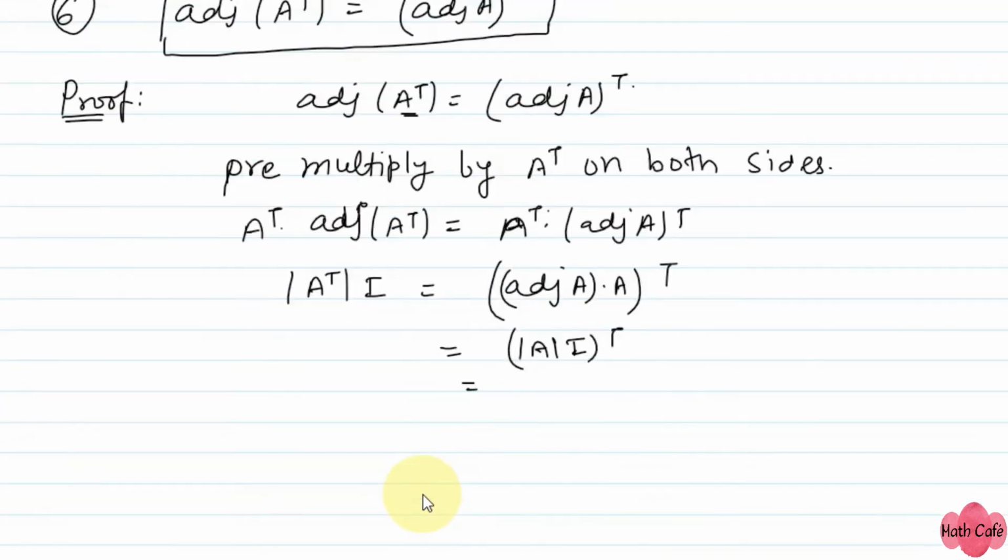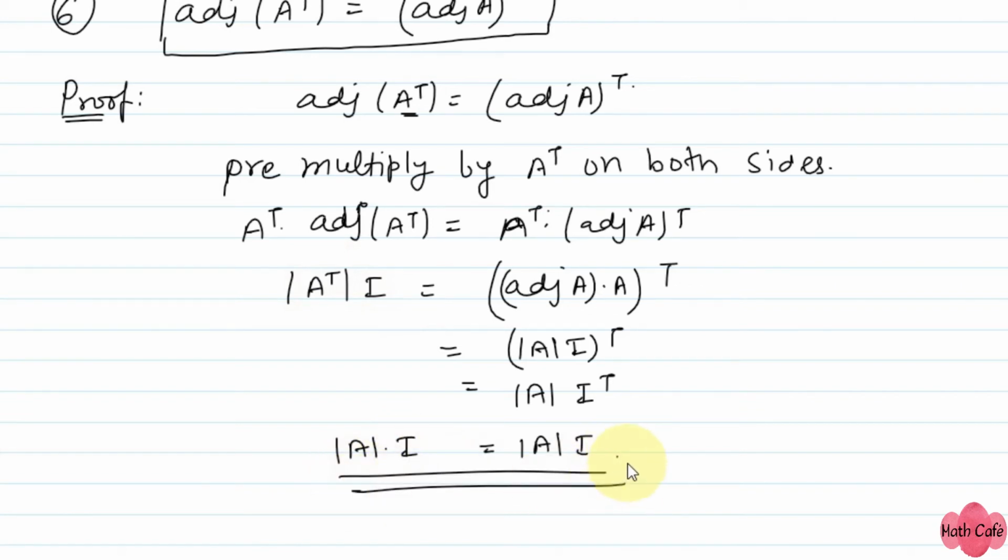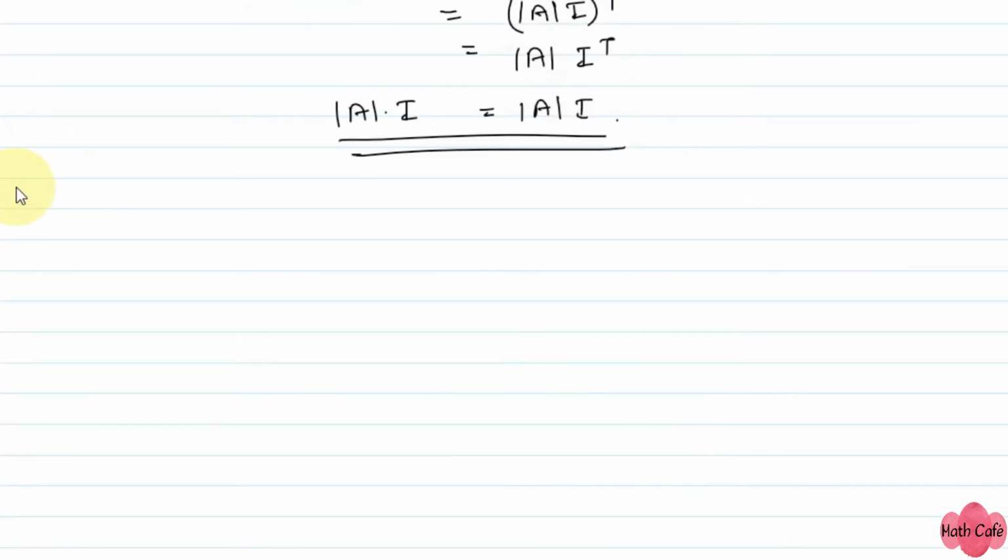Alright, so I can take determinant of A outside, so this is nothing but determinant of A, I transpose, and I transpose is I. So in the left hand term, as we know that determinant value of A transpose and determinant value of A are equal, so determinant value of A into I, so both the sides are equal. So this is the proof of this property number 6. Let's move to property number 7. So property number 7 is adjoint of A raised to n is equal to adjoint of A whole power n.